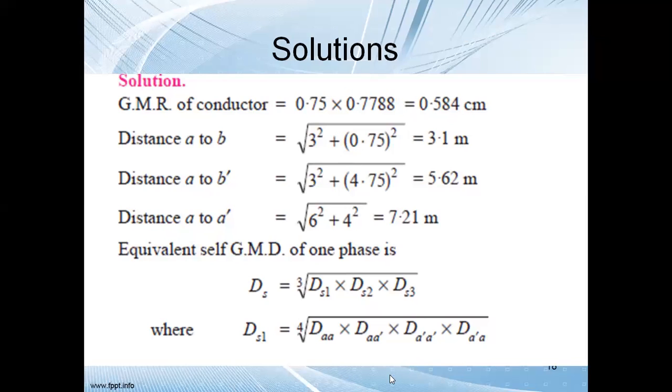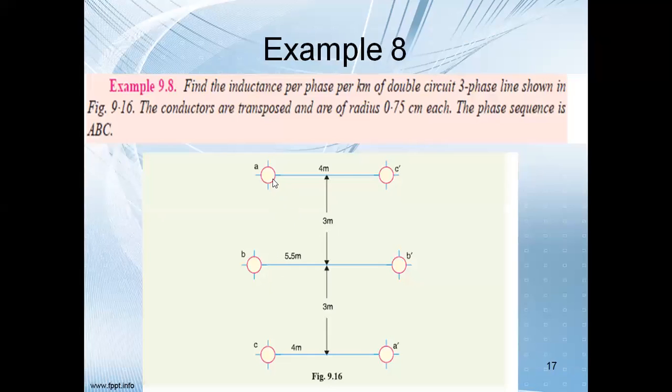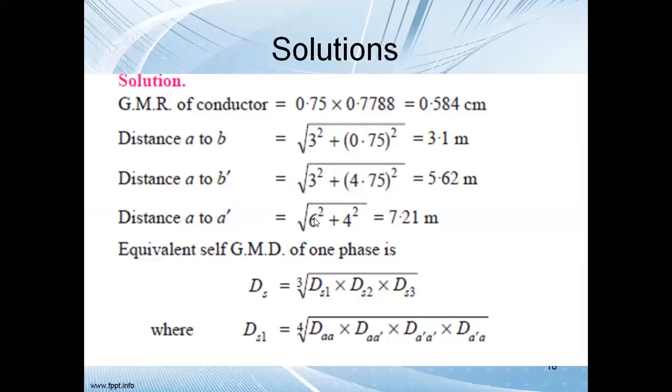Now we need to calculate the distance DAA dash. This is the distance between this and this, so this will be your hypotenuse. This distance is 4 meter, and this distance is 3 meter plus 3 meter, so that means 6 meter. So 6 square plus 4 square, square root of that is 7.1 meter.